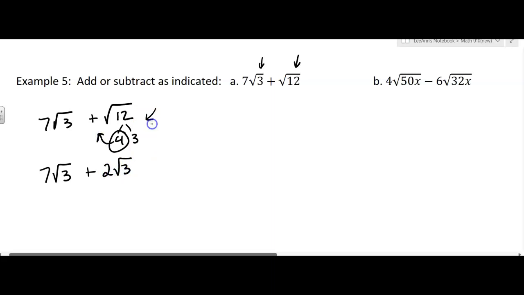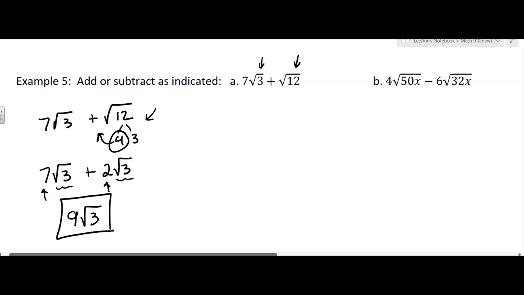Sometimes I kind of write it like this instead of writing out all the radical stuff. But whatever works best for you. Okay, now are the radicals the same? Yes, they're both square root 3's, so you can add the 7 and the 2 and get 9 square root 3. So it looked like we couldn't add them, but it turned out we really could.